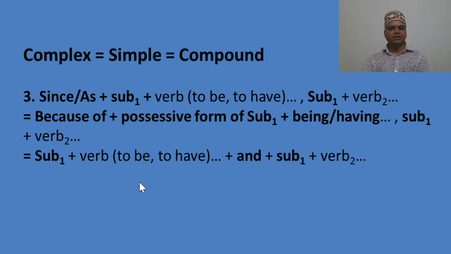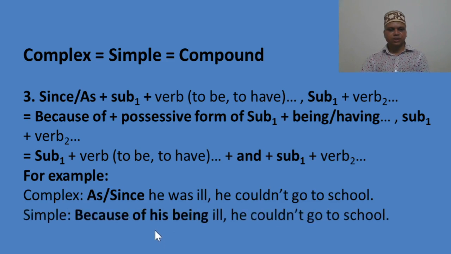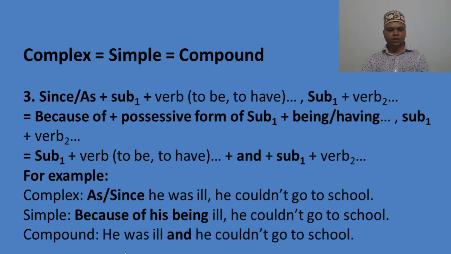Now the compound sentence: we just omit since, as, and instead of the comma we use "and", then it will be transformed into a compound sentence. So look at the example. As or since he was ill, he could not go to school. It is a complex sentence. Because of his being ill, he could not go to school. Compound sentence: He was ill and he could not go to school.